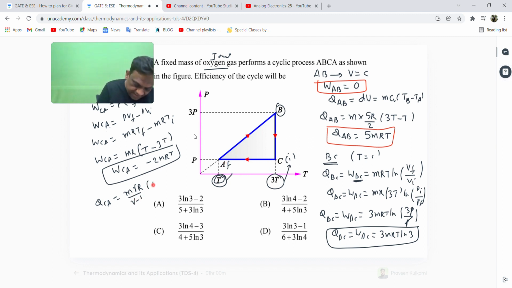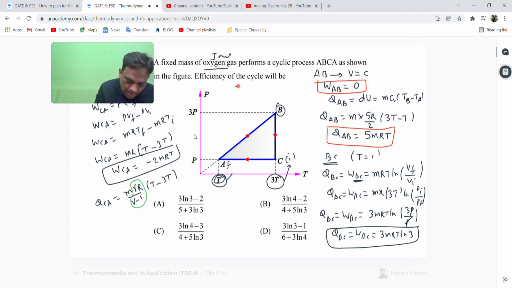C to A. Final is T. Initial is 3T. All of you, is it clear? C to A heat transfer is at constant pressure. This is MCPdT. Look once. What does dT mean? dT means C to A. Final is T, initial is 3T.